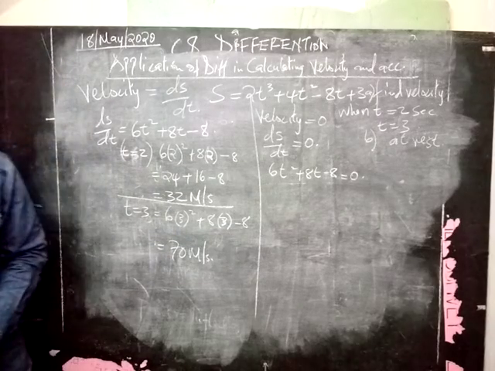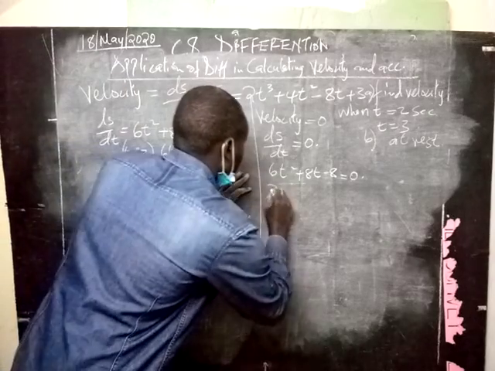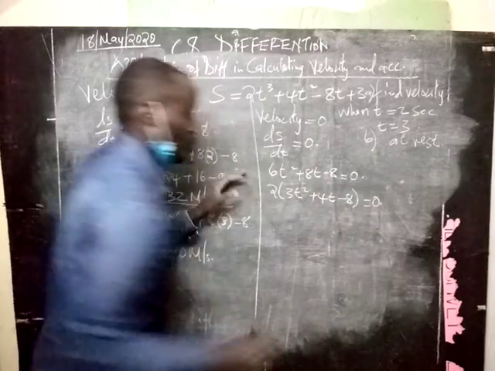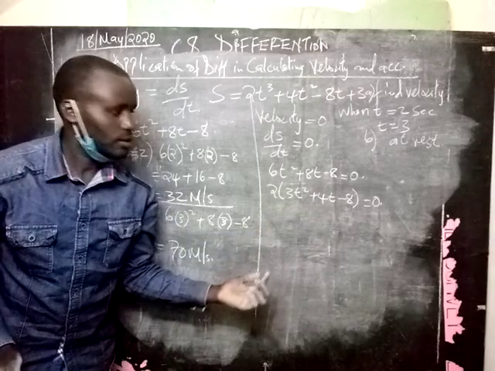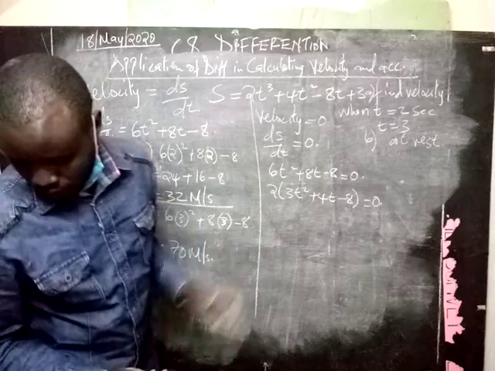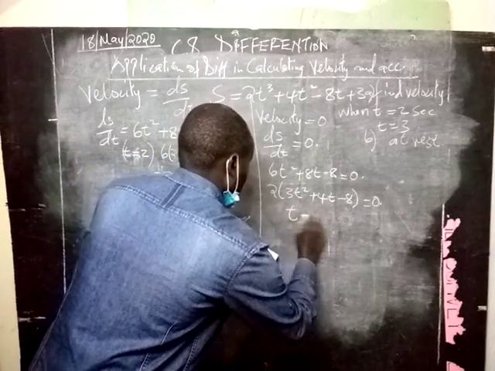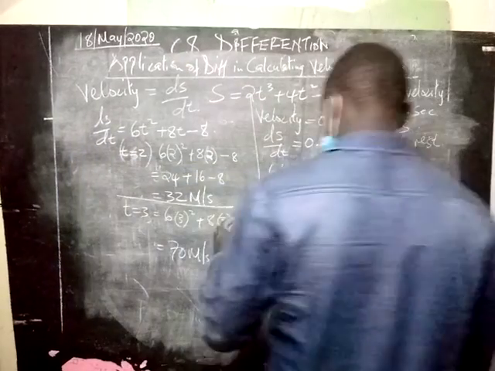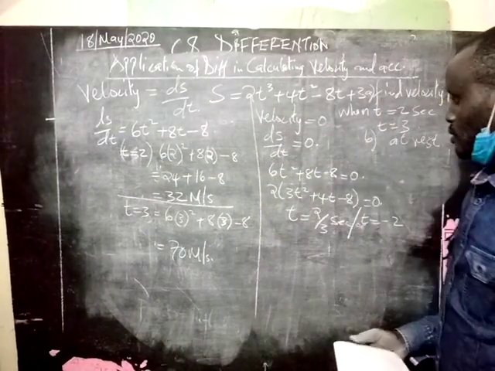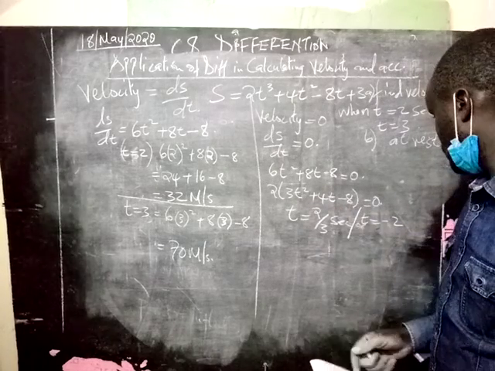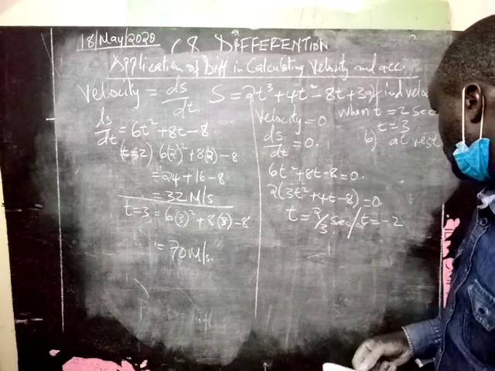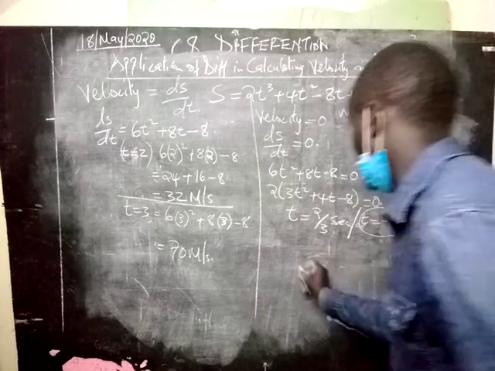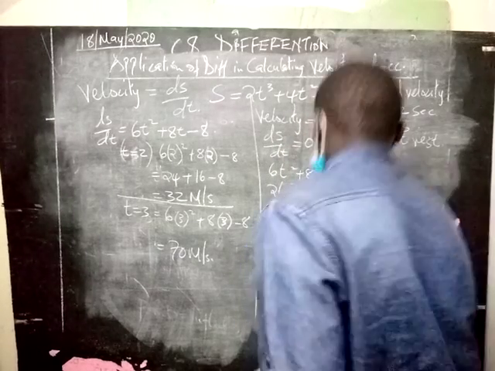So what is the value of t? We'll have 2 into 3t squared plus 4t minus 8 equals 0. I know you know how to find this one using any method, and we are going to find that time is going to be 2 over 3 seconds, or time equals negative 2. Definitely we are going to get two values of t because of this nature. So we are going to ignore the negative because we don't have time in negatives. Then we are going to take time equals 2 over 3 seconds.